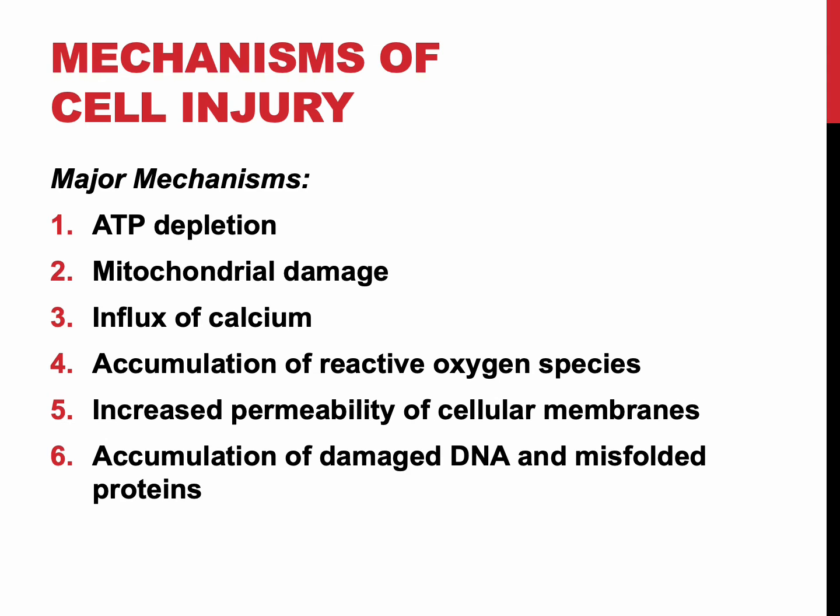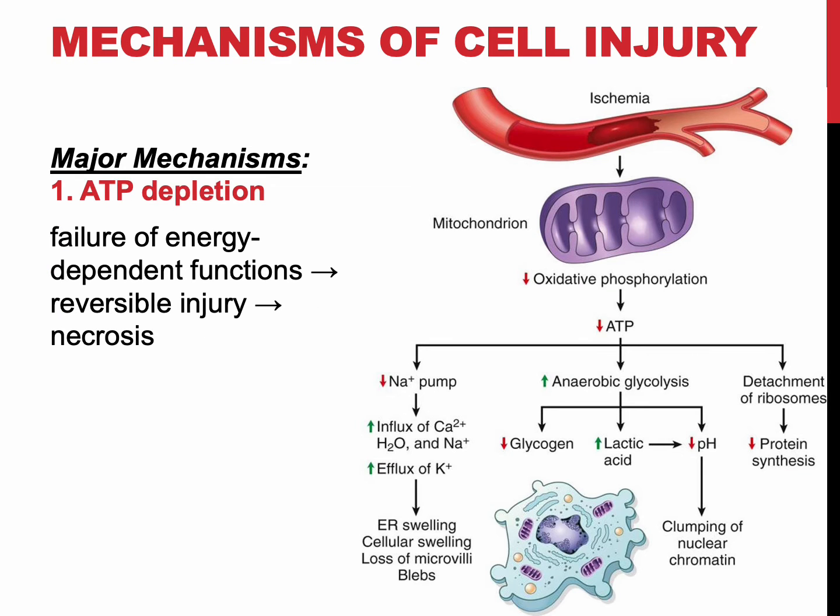As you can see here, there are 6 major mechanisms. The first one is ATP depletion. So obviously, for a cell to be able to survive, it needs to produce energy, and energy typically comes from oxidative phosphorylation, which produces ATP, and that often occurs at the level of the mitochondria. So let's take an example of ischemia of a blood vessel. You have a blood vessel that gets a blood clot, it gets ischemic, there's no oxygen supply to the tissue. Because of that, the tissue cannot produce ATP. So there's decreased oxidative phosphorylation from the mitochondria, and because of that, there's decreased ATP.